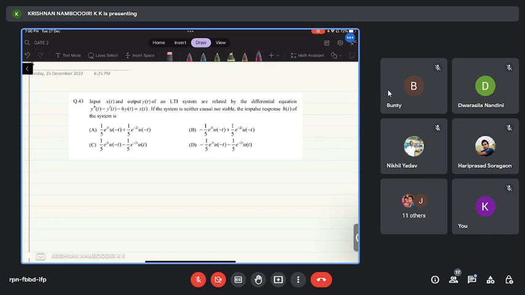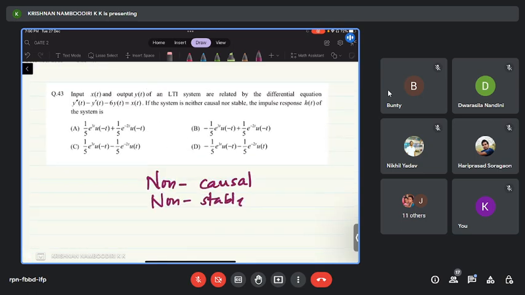If the system is neither causal, very careful, neither causal nor stable, not causal, it's a non-causal system. It's a non-stable or unstable system. I'm writing non-stable. Stable system. The impulse response h of t of the system is, 4 options are given.